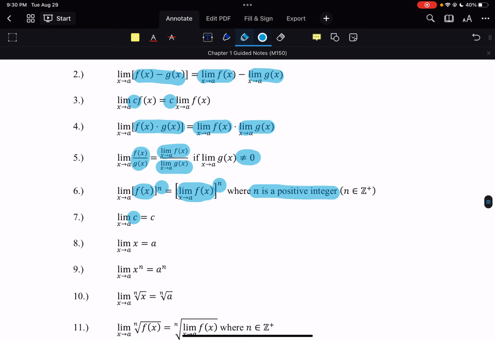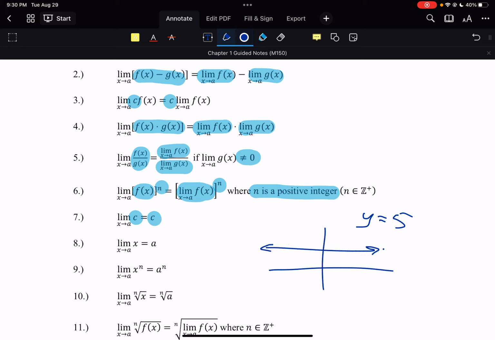The limit of a constant is that constant. If you think about what a constant function looks like, if I said y equals 5 is the function, this is just a horizontal line at value 5. It doesn't matter where a is, it can be anywhere along here. The output is always heading towards 5, no matter where we are on this line. So that's more visually why that works that way.